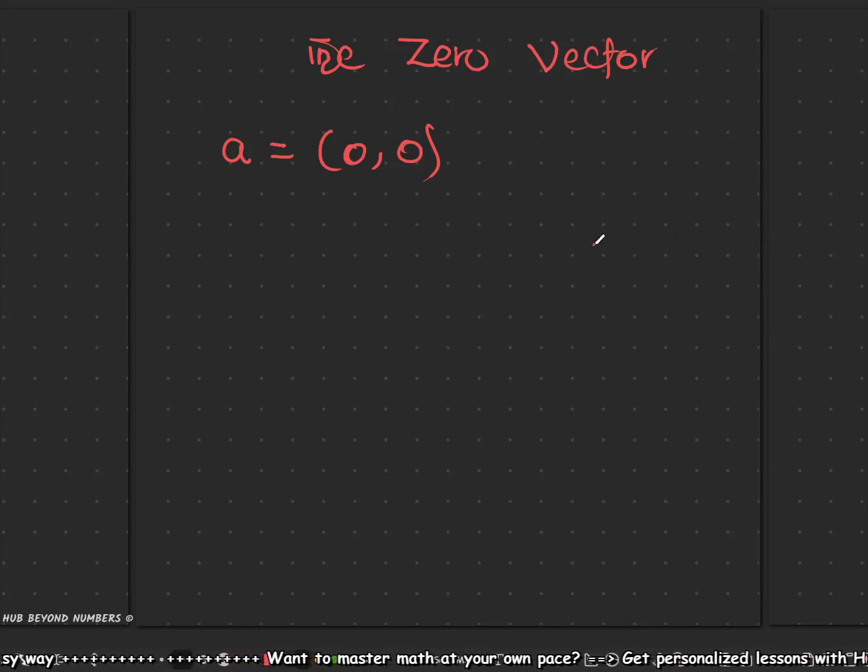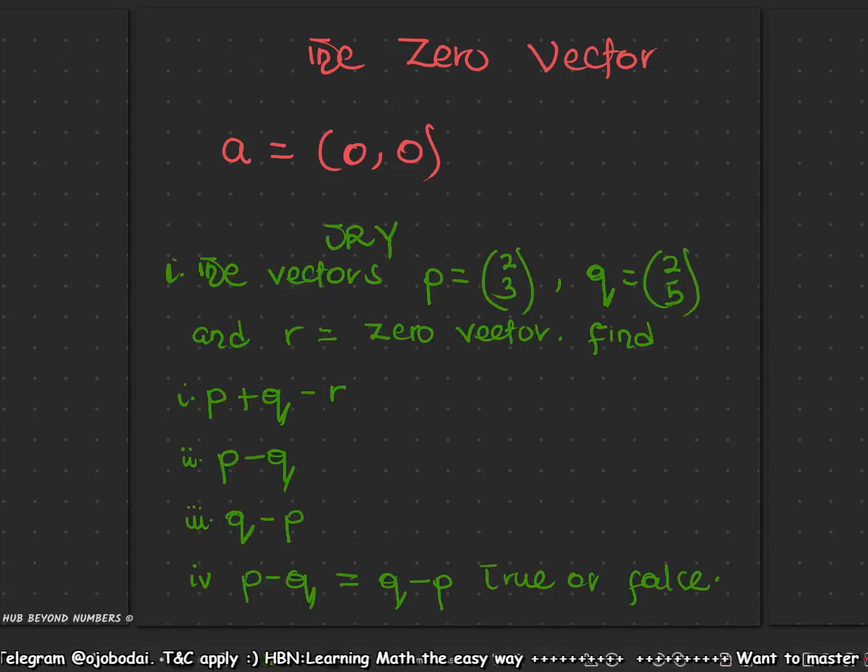So I'll write out some questions down so we answer to see or test our understanding. So you have some try work here. The vectors P, that is 2, 3, Q, that is 2, 5, and then R is a zero vector. You have to find P plus Q minus R, and then you have to find P minus Q, and then you have to find Q minus P. If you finish, let me know whether or not these two are the same.